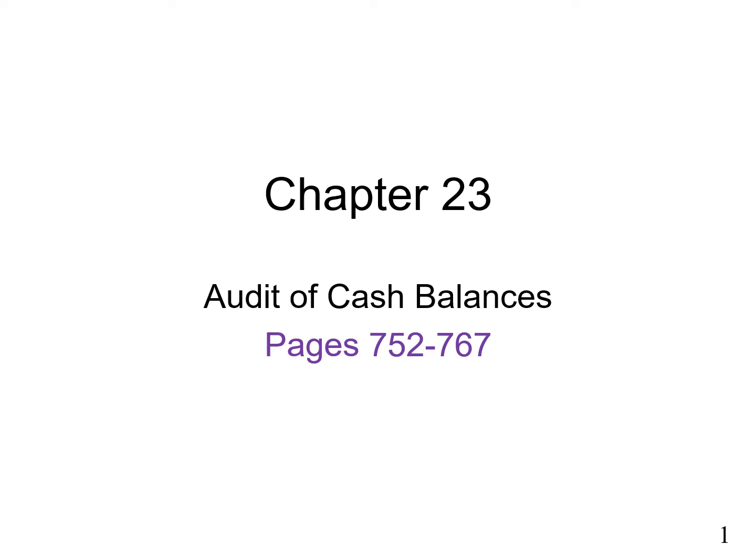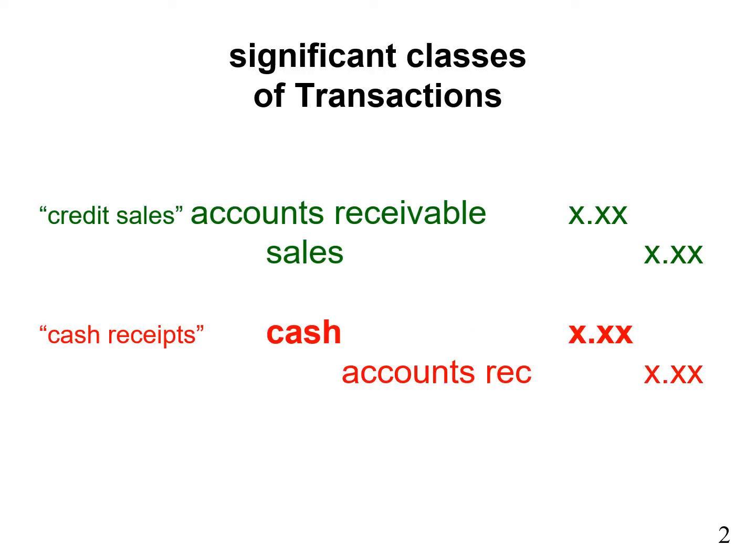Good morning. Today we're going to cover cash balances. It's just the first part of the chapter, just the part that covers cash. We're not going to cover financial instruments. It won't hurt you to read them, but we are not going to cover them. Significant classes of transactions that we've covered in this class, basically just two: credit sales and cash receipts.